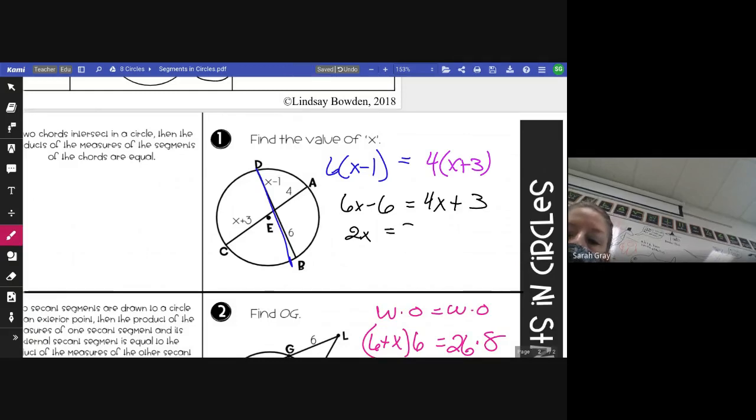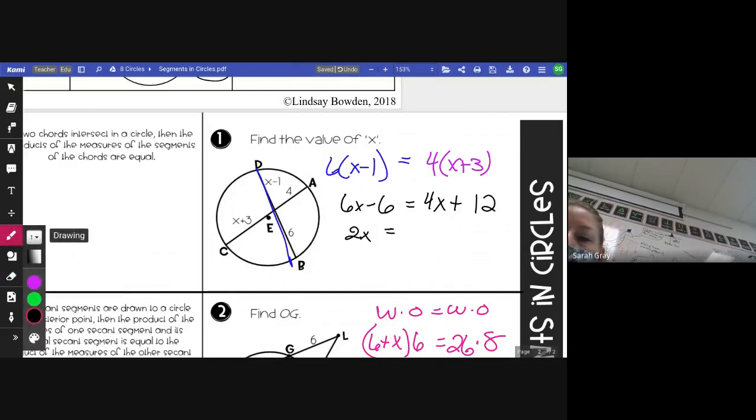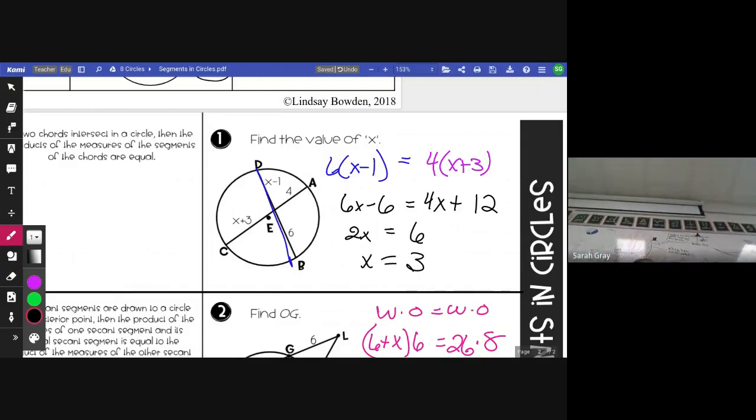Three plus 6 equals 9. Okay, I did something wrong because that's not the answer I got this morning. That's what I did wrong. This is supposed to be 12. So x equals 3. Right? Those are your chord, secant, tangent line theorems. Kip. Look at that. Thank you. Plus 6 on both sides. 9's correct.